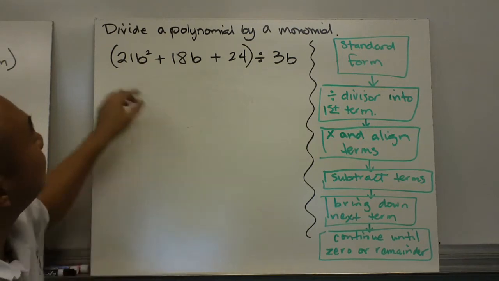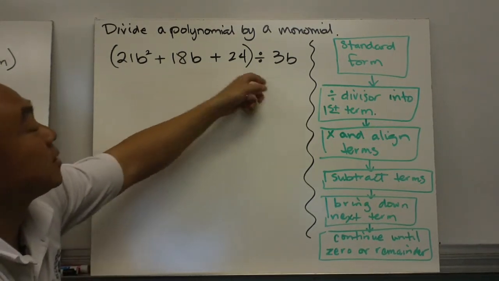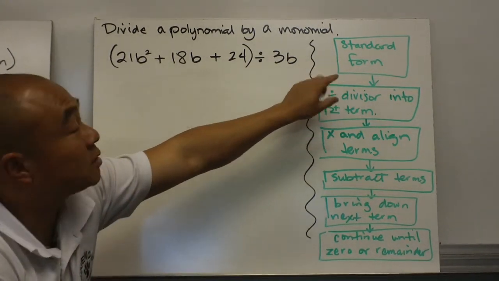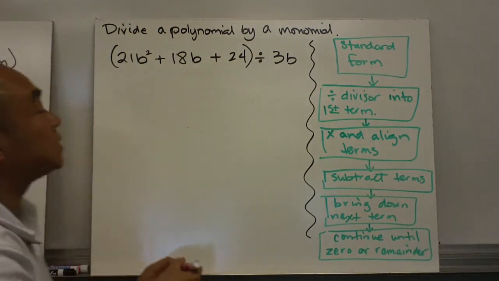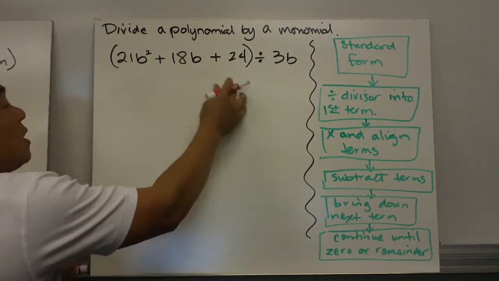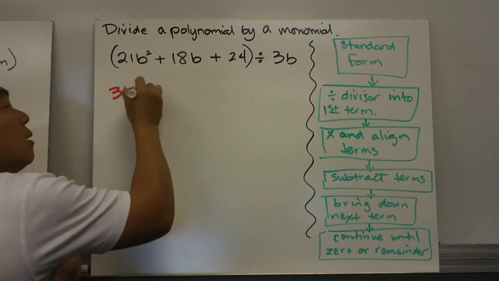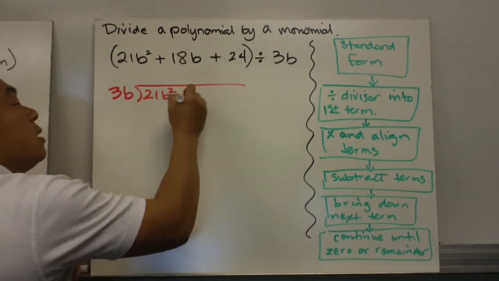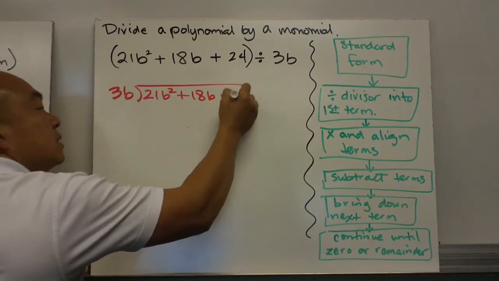Alright, so here you have a trinomial. It looks like a quadratic, and then we're going to divide that by 3b. The first step that we're going to do here is put it into long division form. Make sure you change, I put standard form by accident, so we'll change that to long division form. So I'm going to rewrite this where I have 3b, long division form, 21b squared plus 18b plus 24.